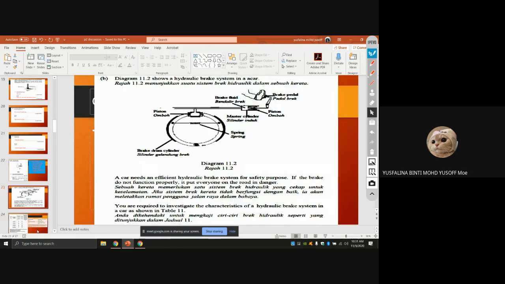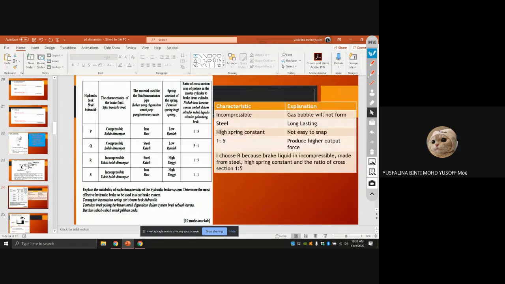For B, diagram 11.2 shows a hydraulic brake system in a car. A car needs an efficient hydraulic brake system for safety purposes. If the brake does not function properly, it will put everyone on the road in danger. You are required to investigate the characteristics of the hydraulic brake system in a car as shown in table 11. So you have to choose. The brake fluid should be incompressible, because we don't want to form gas bubbles.